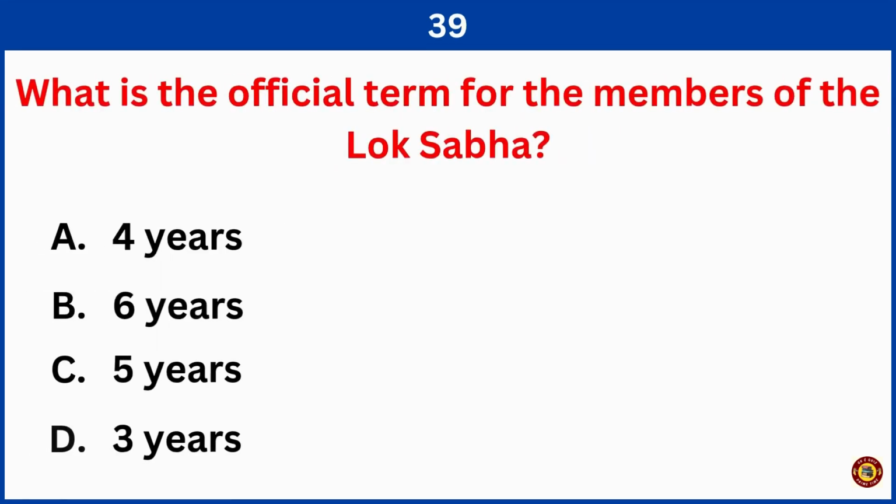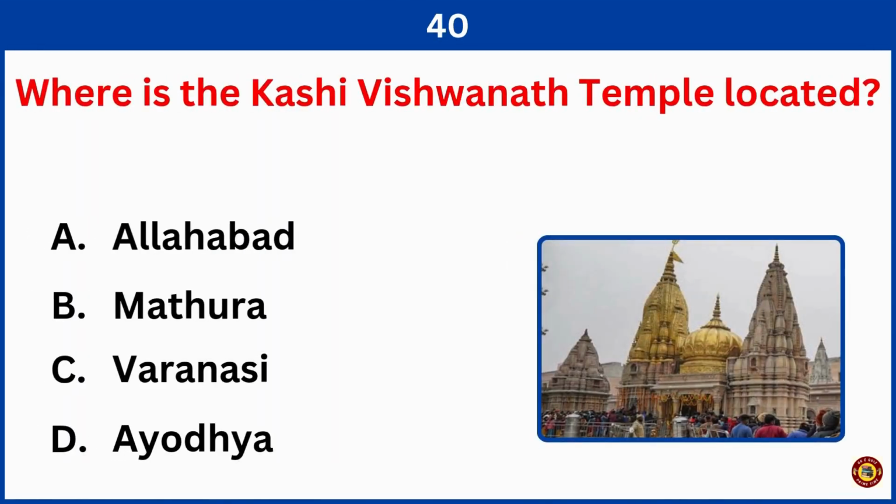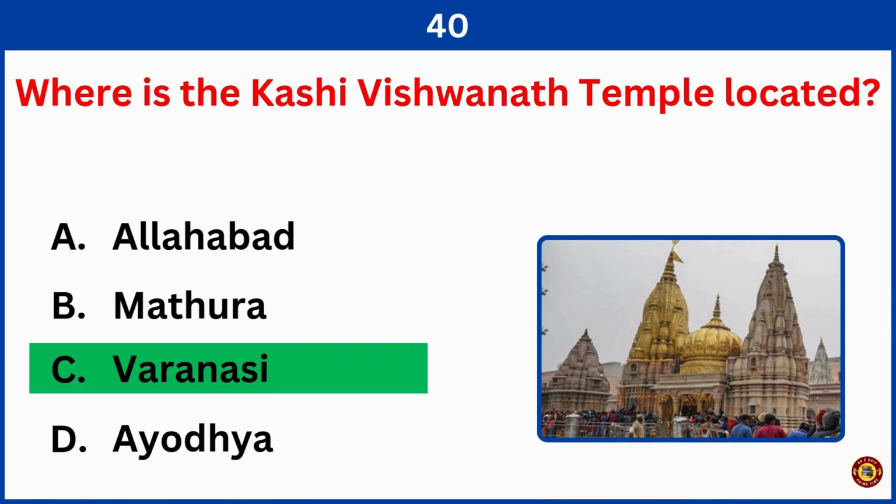What is the official term for the members of the Lok Sabha? Right answer is option C, 5 years. Where is the Kashi Vishwanath temple located? Right answer is option C, Varanasi.